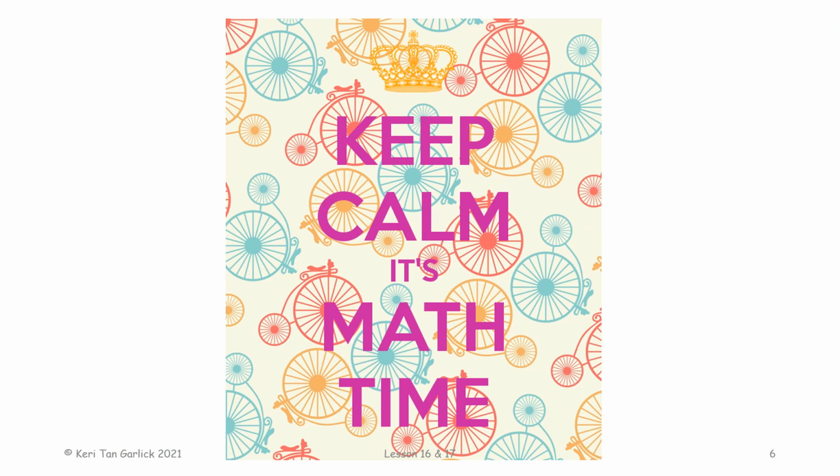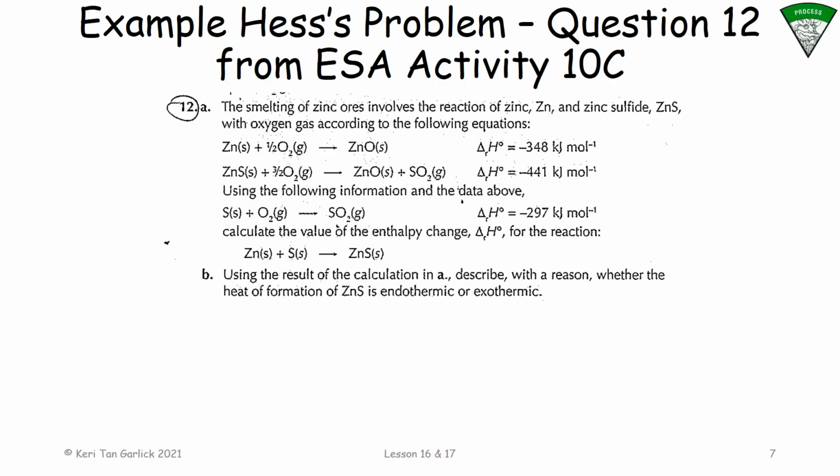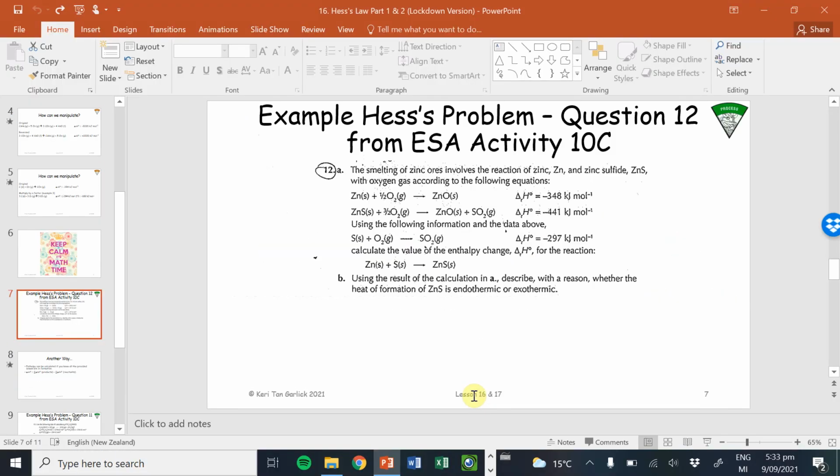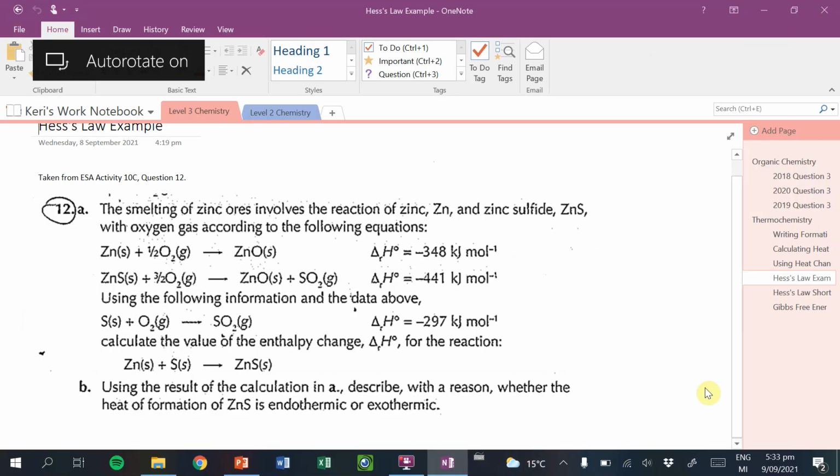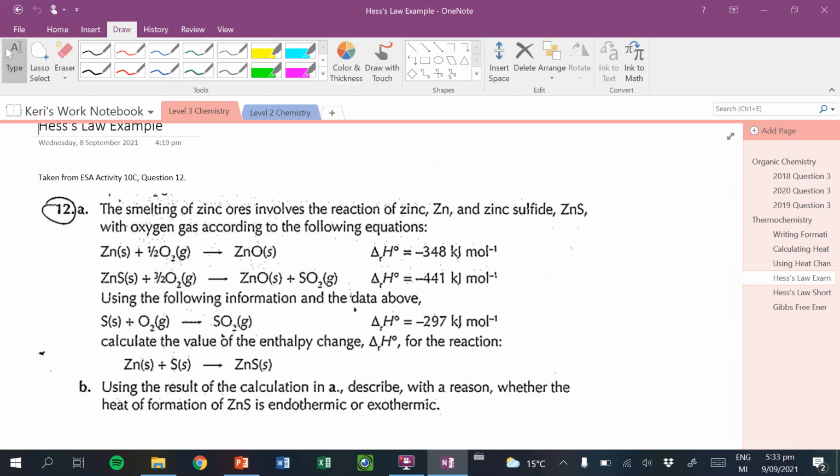So let's keep calm because it's time to do some math. I will go through one of these questions from the ESA guide and show you how we manipulate it. And then I'll show you an alternate way you can do that, but that is really, really specific. So let's do that first one. All right. Again, it's going to be really useful if you annotate the question.